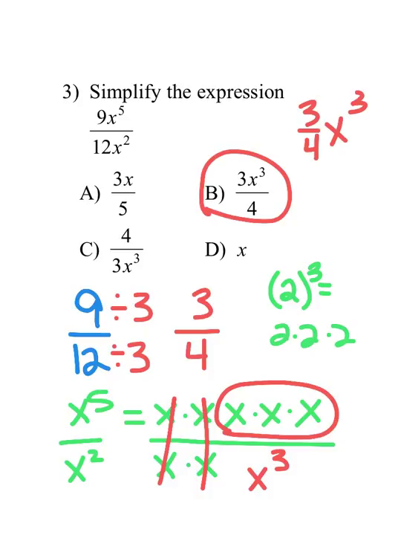Another way of working with exponents, if you want to try to remember this rule, is if we are dividing, then we are going to subtract those exponents. So since we are dividing here, x to the 5th divided by x to the 2nd, we're going to subtract, and that would be x to the 3rd.